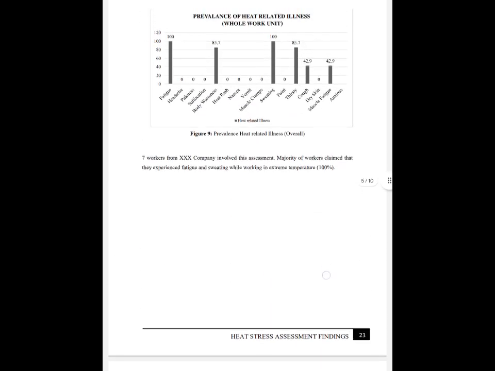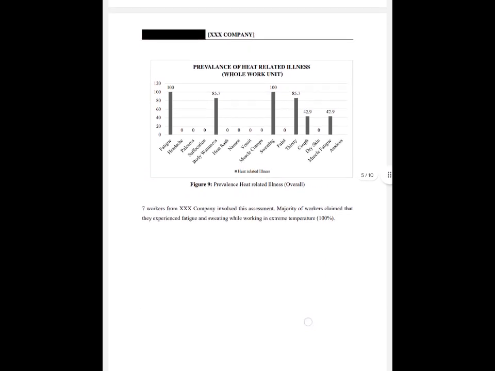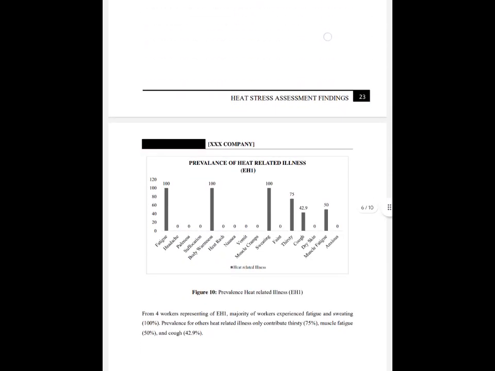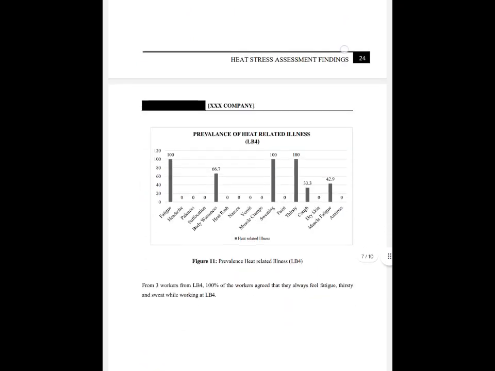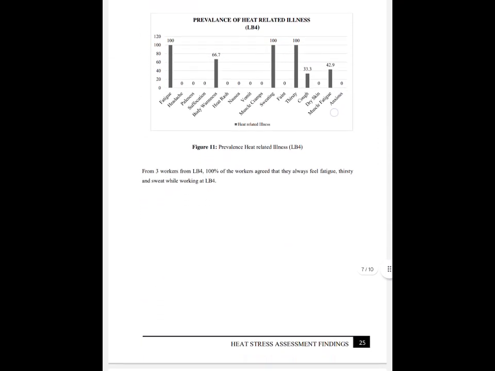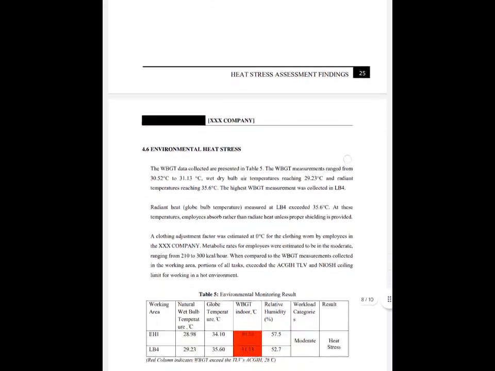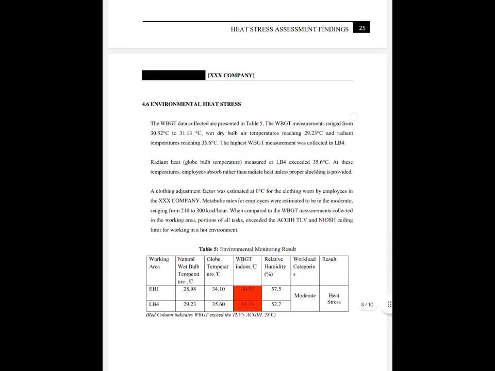And for EH1, this is for the whole world unit, and this is for the EH1 only. And then also for LB4. Okay. And then the next result is in the environmental heat stress.